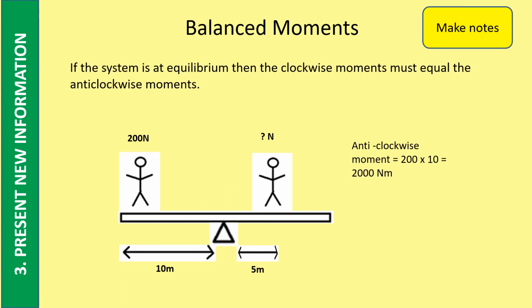So in this case, we know that 200 times 10 meters is going to equal the mystery force times 5 meters. If you do the calculation, to make it balance, the mystery force is 400 newtons.